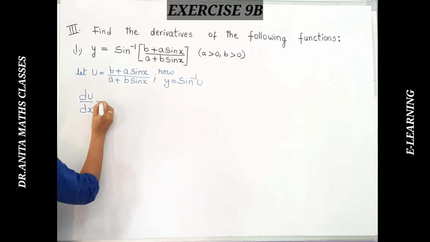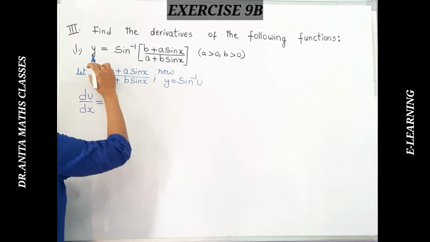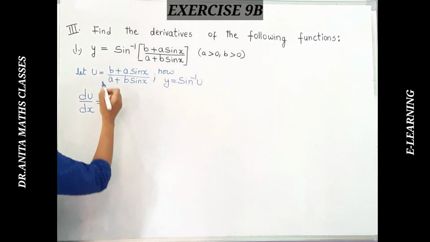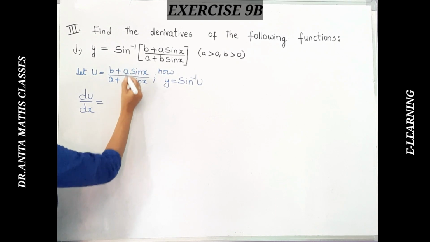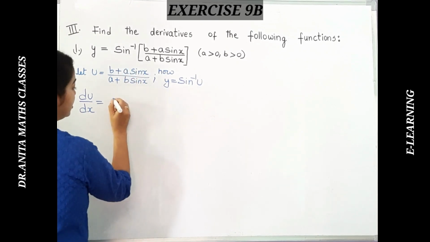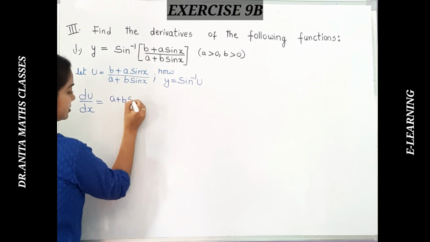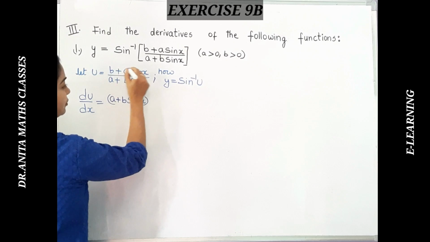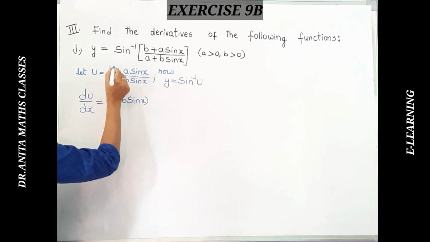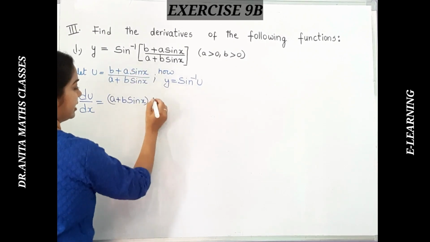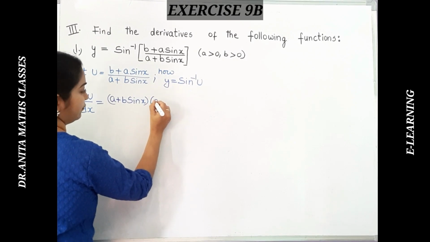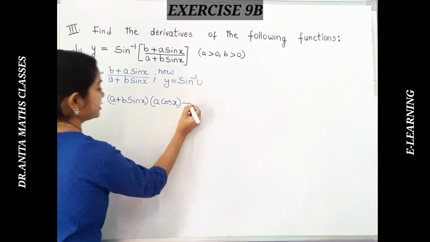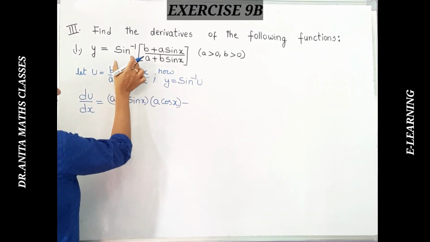I am differentiating only the u part here first. So the derivative of this with respect to x: it is in the form u by v, that is the quotient rule. So a plus b sin x, this is v, and the derivative of u is: derivative of b is the constant 0, derivative of a sin x is a, if you take it out, derivative of sin x is just cos x. Minus, and we have to write this.